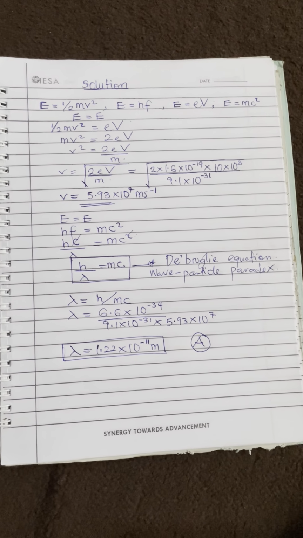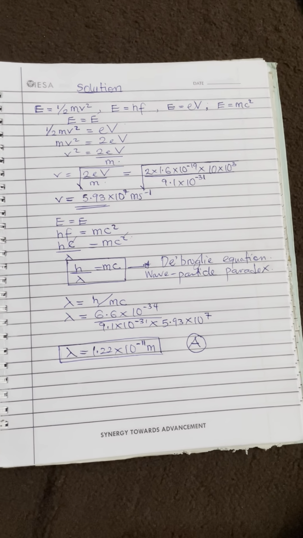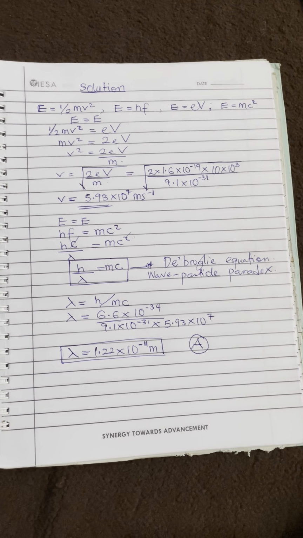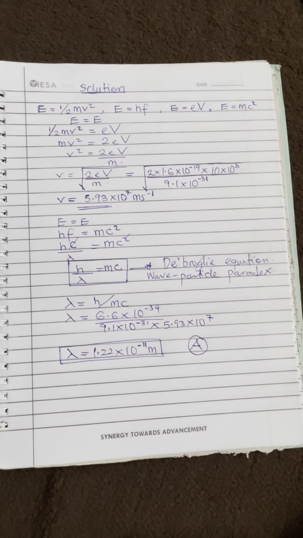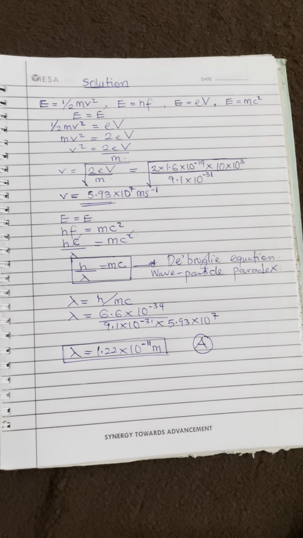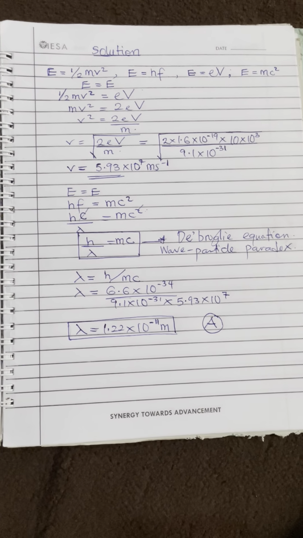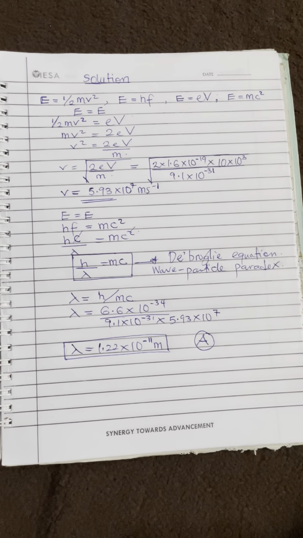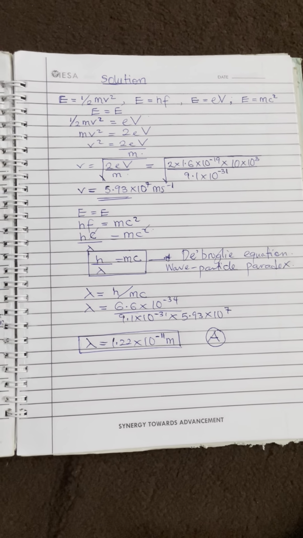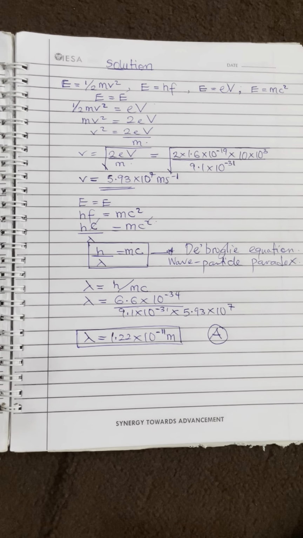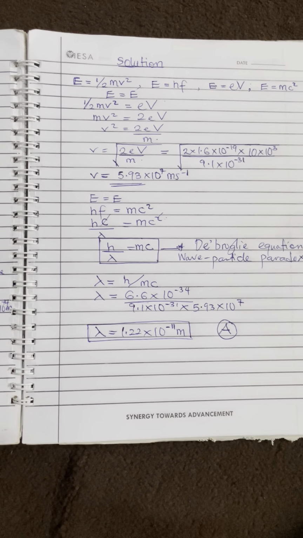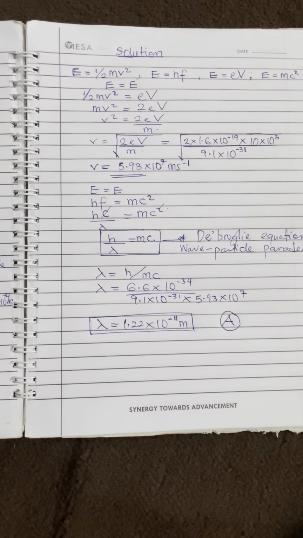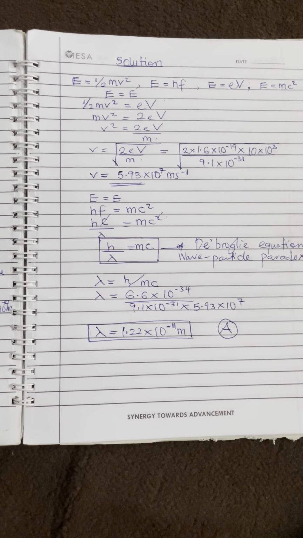So far I'm looking for my wavelength. So I will equate hf to be equal to mc squared. If I make my lambda the subject of the formula, I'm going to have h over mc. But you see there is a particular bracket there, that is h over lambda is equal to mc. That equation is called the de Broglie equation. Sometimes it could be h over lambda is equal to momentum, because we all know that momentum is equal to mc. So if I substitute my parameters, I'm going to have my wavelength to be equal to 1.22 times 10 raised to power minus 11 meters. So that's the answer to that question.